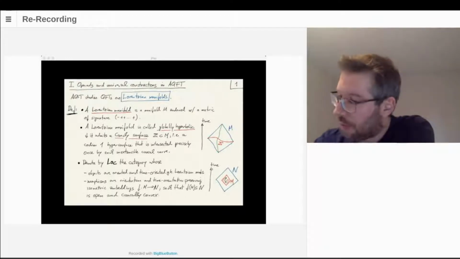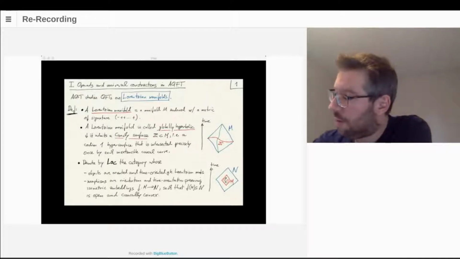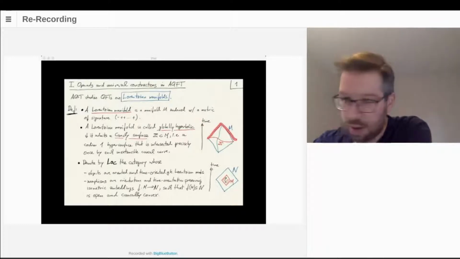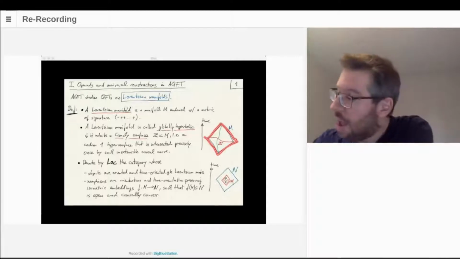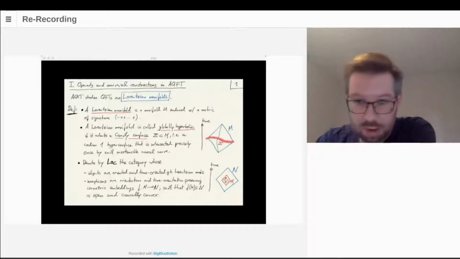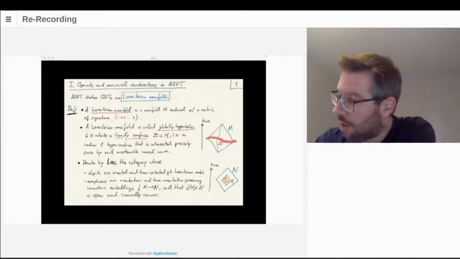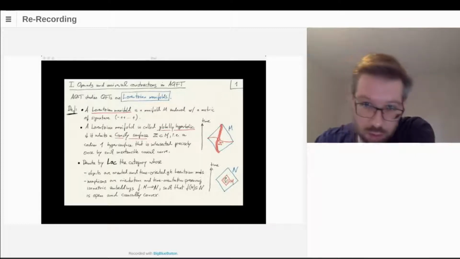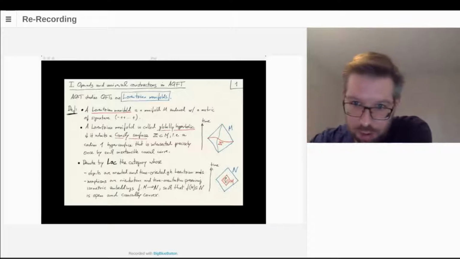How to think of a globally hyperbolic Lorentzian manifold is depicted here. I draw time going upwards. M is this manifold. I draw it here as a diamond. And it is globally hyperbolic if there is a surface, this sigma, that is such that each inextensible causal curve intersects it precisely once. So closed causal curves are not allowed in this framework.